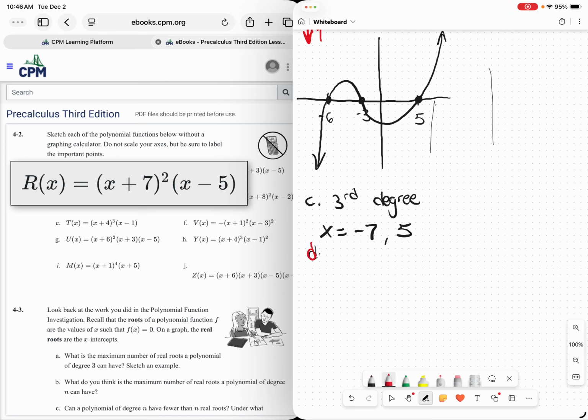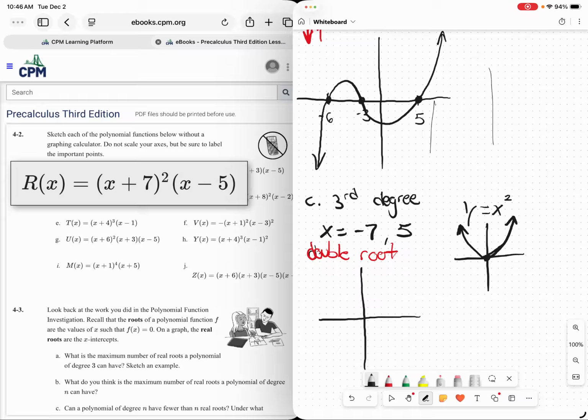Okay? And a double root is a little different, and it acts as x squared would. So if we were just graphing y equals x squared, it's 0 at 0. It just touches or bounces off, right? And that's the word the book uses, I believe, it bounces off. So instead of crossing the x-axis, it just bounces off of it. So at -7, we're going to have that double root where it bounces off. And then at 5, we're going to have one that actually crosses.